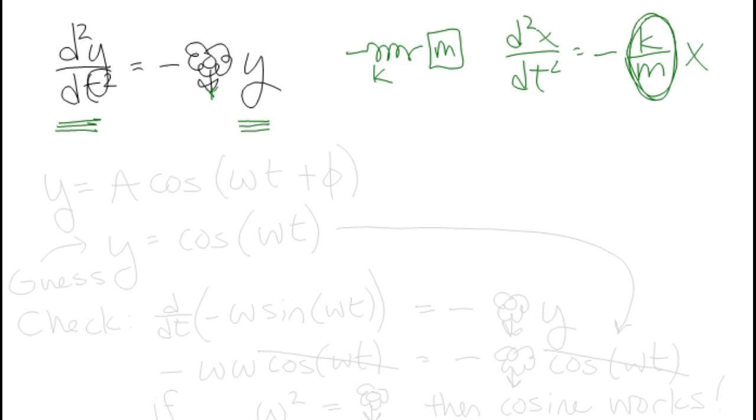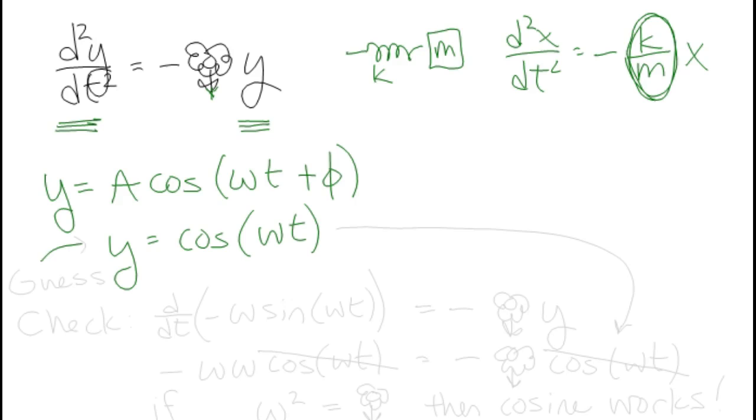So if you were to play around with functions looking for a solution here, you might eventually, and you probably would, try something like a cosine of omega t plus phi. In fact, maybe you would just try something as simple as y is cosine omega t. But that's fine too. That's simply a more specific case of the solution.